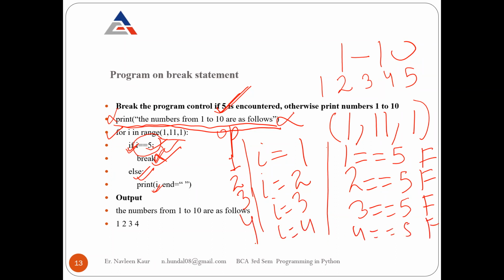After that, when your I becomes 5, what will happen? I is 5, this condition will be checked. 5 is equal to 5. Now this is true. If becomes true. If becomes true, you enter inside the body of the if. If you enter inside the body of the if, it is getting break. If it is getting break, it means now the program ends here. The loop ends here. Whatever is left, 6, 7, 8, 9, 10, will not run and your program will stop here. It will only print 1, 2, 3 and 4.